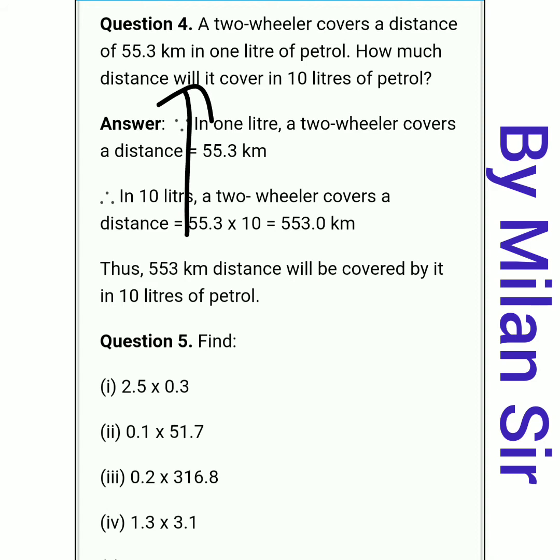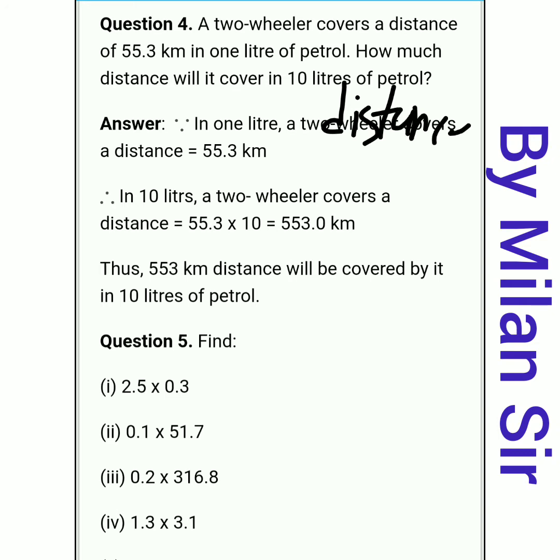Again, a two-wheeler covers a distance of 55.3 km in 1 liter of petrol. How much distance will it cover in 10 liters of petrol? For this type of question, we need to form one table. In that, whatever we need to find, we need to put in the second position. Here we need to find the distance, so we need to put distance in the second position.